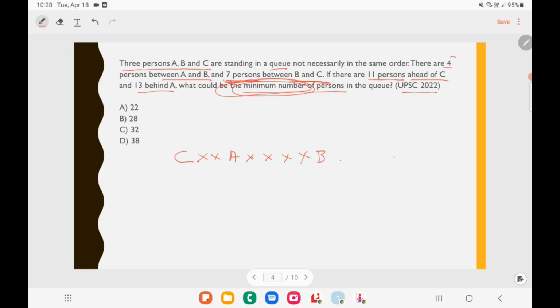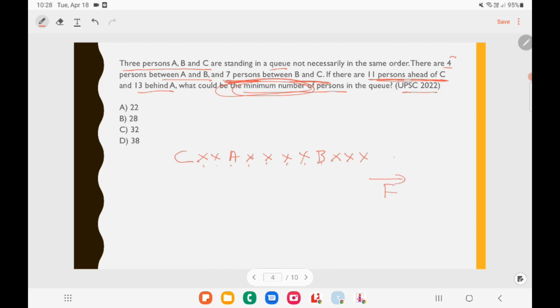Now the next statement says that there are 11 persons ahead of C. So I don't know which is the front of the queue. It could be this, or it could be this. If I take this as the front of the queue, already this many persons are ahead of C. So that is better, because we can minimize the number of persons. So it says that there are 11 persons ahead of C. So already how many persons are ahead of C? 1, 2, 3, 4, 5, 6, 7, 8 persons are ahead of C. So I just need to draw 3 persons. Okay, this is the front now.